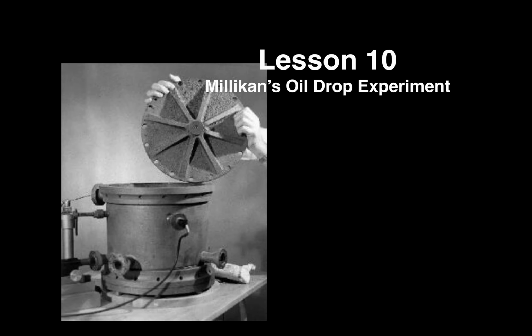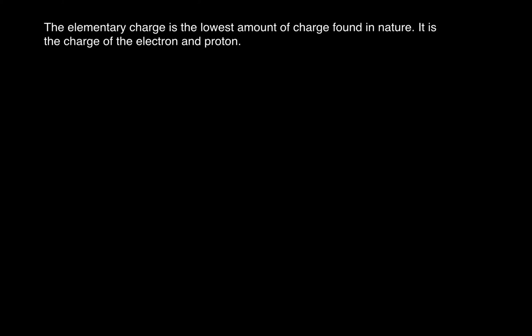Lesson 10, Millikan's oil drop experiment. The elementary charge is the lowest amount of charge found in nature. It is the charge of the electron and the proton. The symbol we use for the elementary charge is small letter e. The value of the elementary charge is 1.6 times 10 to the negative 19 coulombs.